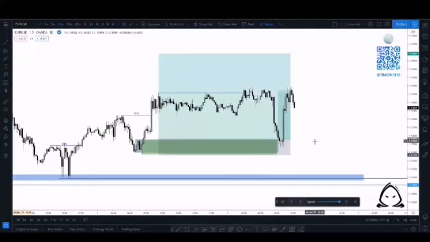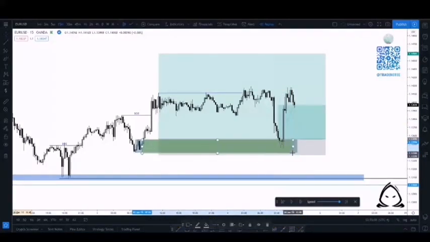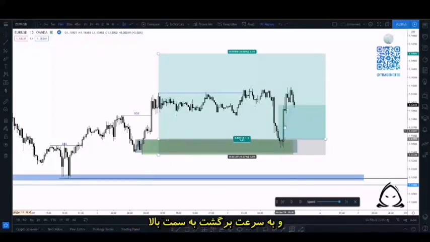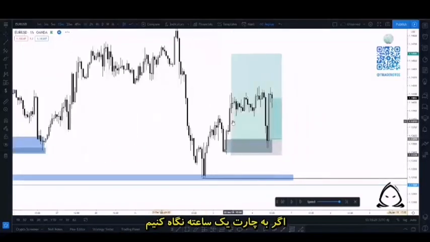We'll just keep playing price and see if we get tagged in. And what we can see is price has come down, it has tagged our entry, and we have been brought into the trade. And we can see that price tapped in the order block, consolidated for about 2 candles, and then we started to rapidly expand to the upside once again. So what we can do is look on the 1 hour chart.